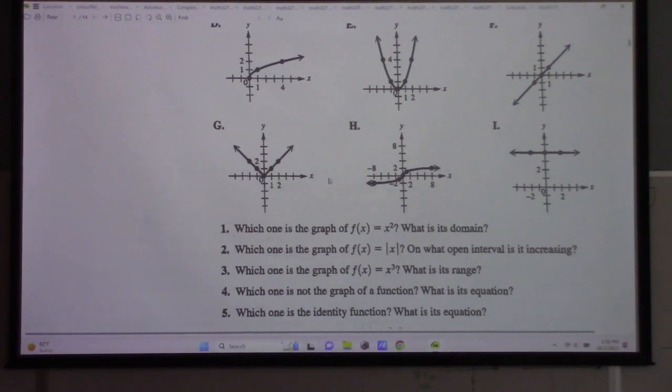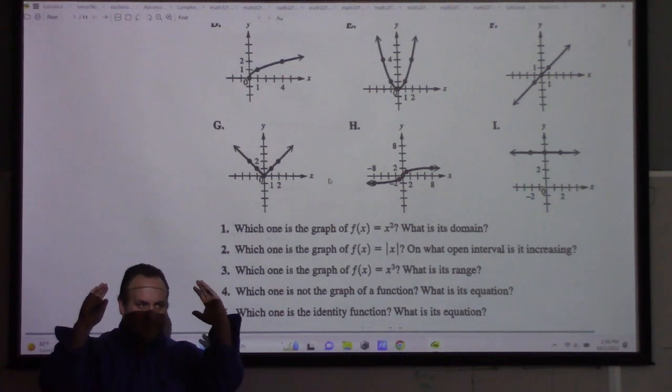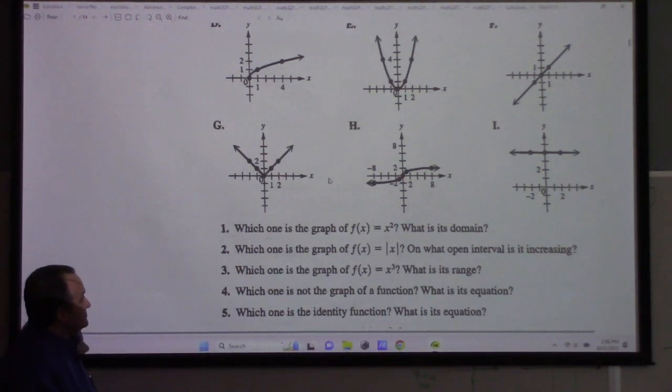Which one is the graph of question number two? Which one's the graph of f of x equals absolute value of x? And on what open interval is it increasing? What does open interval mean again? Open interval is like, you know, not including the endpoints. So can you guys tell me where this graph is increasing?